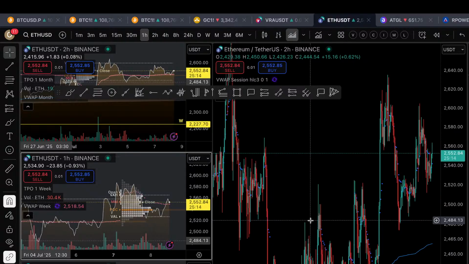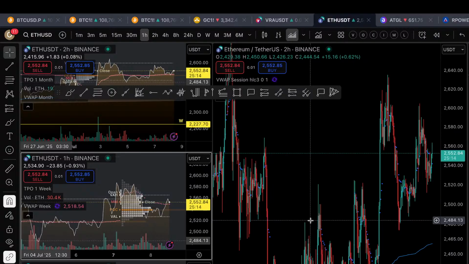Right, do I have any value area of interest? Not really. Right, ETH is done. Let's now do it on Bitcoin. See what we're up to on Bitcoin. Do we have any good levels? There's nothing on the horizontal.